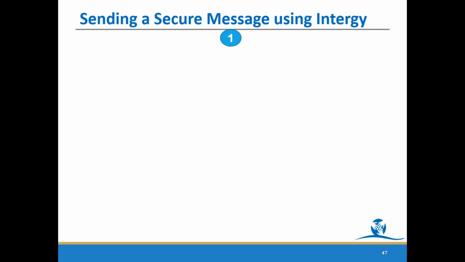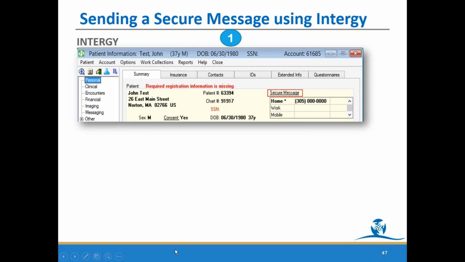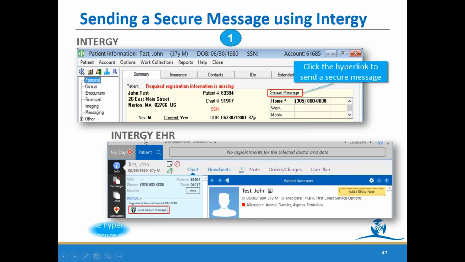Another way that you can send a secure message to a patient is directly from their patient account. As I mentioned to you before, if a patient is registered, you will see here secure message as a hyperlink. And then you can send the secure message straight from this window. If you're working from EHR, this is how you're going to see it. The hyperlink is going to be right there in my patient information. And the same thing, the only thing they need to do is click Send Secure Message Link, and they're able to communicate with the patient from this window.